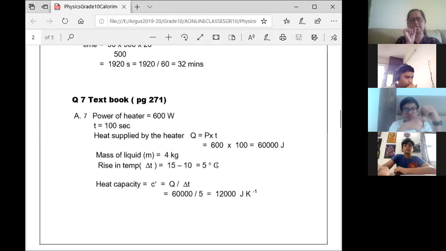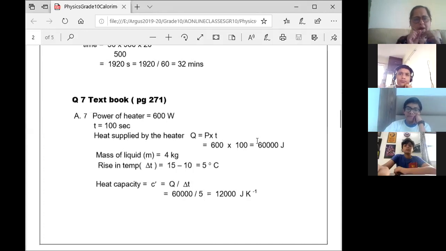Now I have to first find Q. How did I find Q? There is no Q given, but you have been given power and you have been given time. So energy is equal to power into time. So 600 multiplied by T. So I have got Q as 60,000 joules, the heat energy.